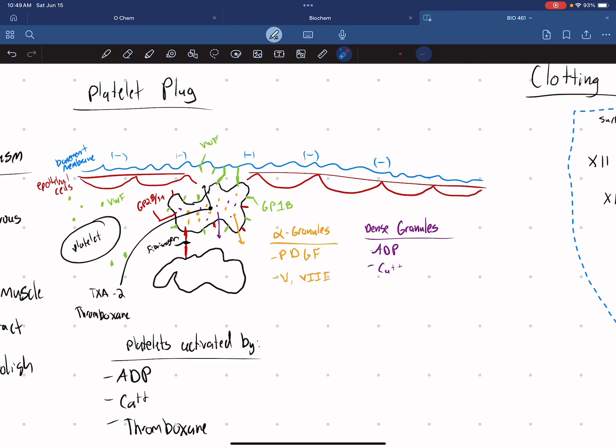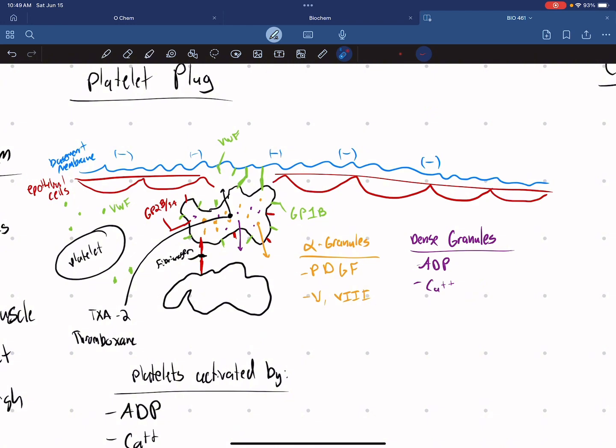by first talking about the platelet plug. So what I've drawn here is the inside of a blood vessel. Here in blue, we have the basement membrane, which is negatively charged, and in red, the epithelial cells along the blood vessel. So in this section right here, I've shown the damage of a blood vessel. The epithelial cells will be damaged.